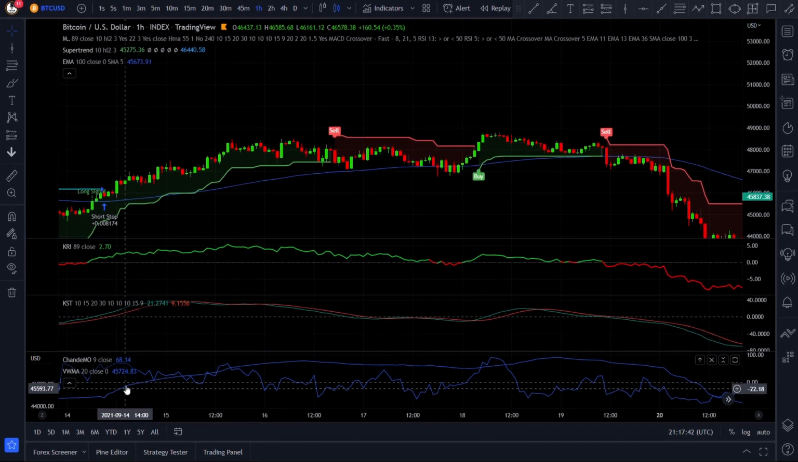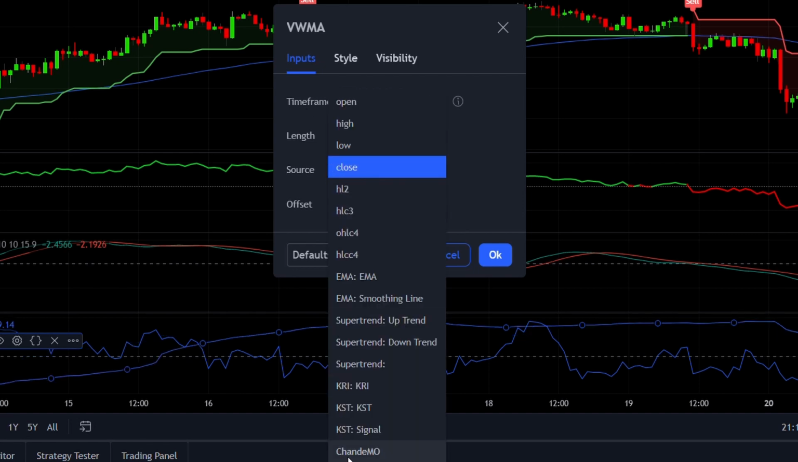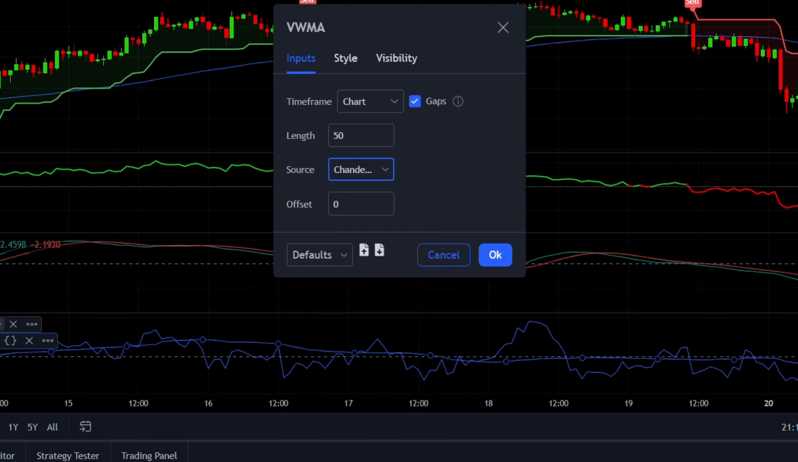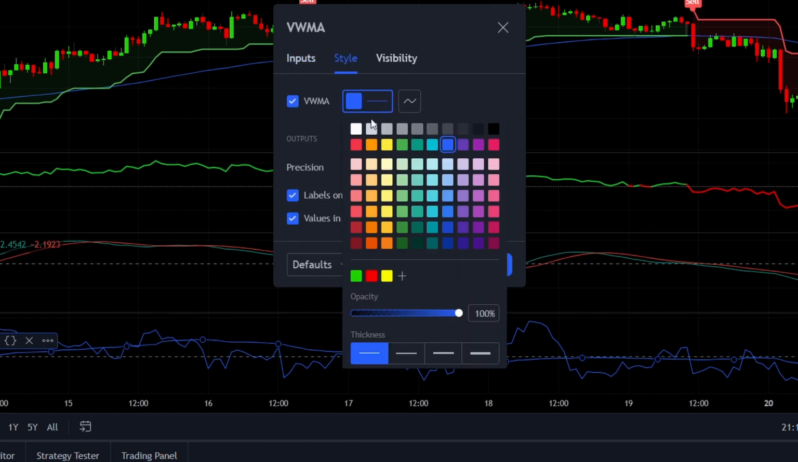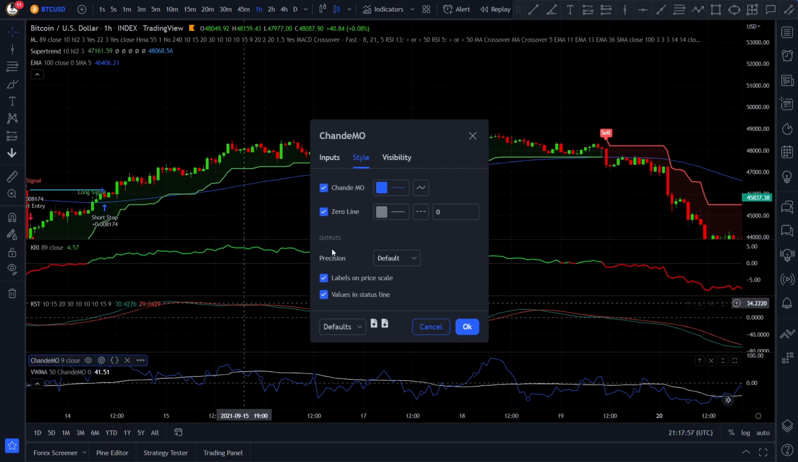Now go into the moving average settings, set its length to 50, and its source to candle momentum. Finally, switch to the style settings and change the line's color to white. Now open up the candle momentum setting and set its length to 50.